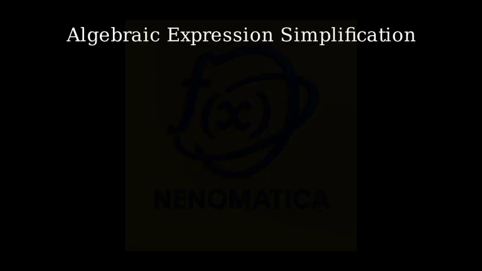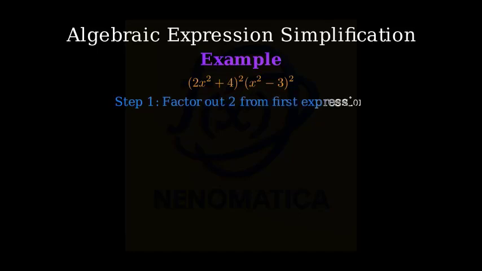Today we're going to simplify a complex algebraic expression step by step. Let's look at our example. We need to simplify the expression (2x² + 4)² times (x² − 3)². Let's simplify this step by step.